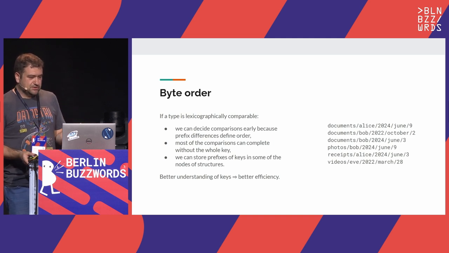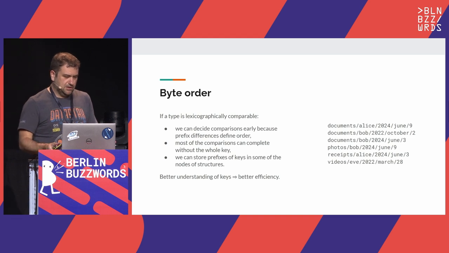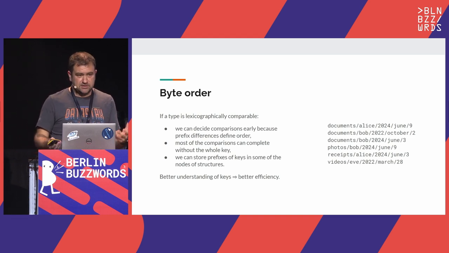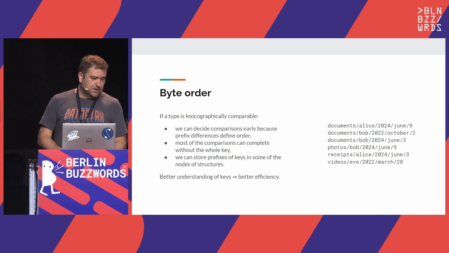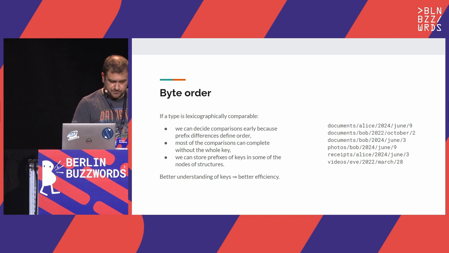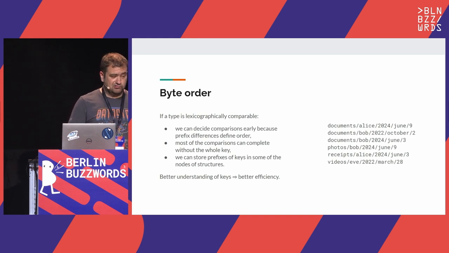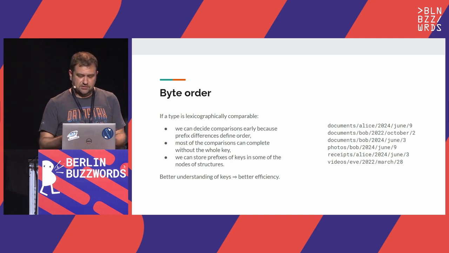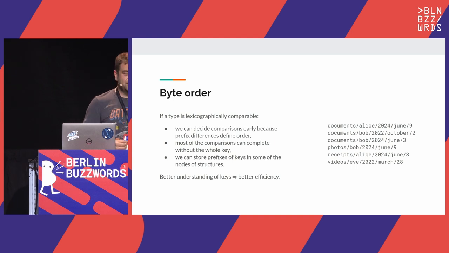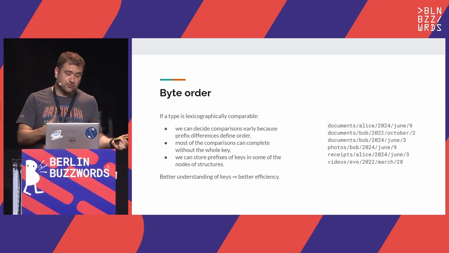Imagine types which are lexicographically comparable. Specifically, one of the examples that immediately comes to mind is strings. And if you look at the examples on the right, we have a few strings here, which are sequences of paths, which are long paths. Because they're lexicographically comparable, if you're looking for something that starts with R, you don't need to go through or even have the whole documents Alice 2024 June 9th in memory to be able to make a decision whether your query for receipts is before documents or after. It suffices to just look at the first letter. The D is smaller than R, so D is before R.